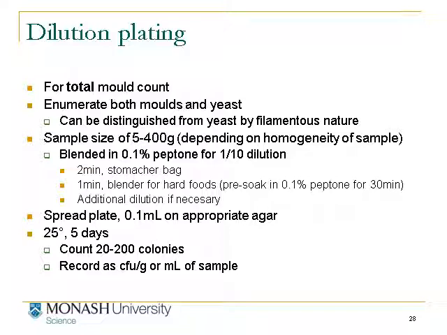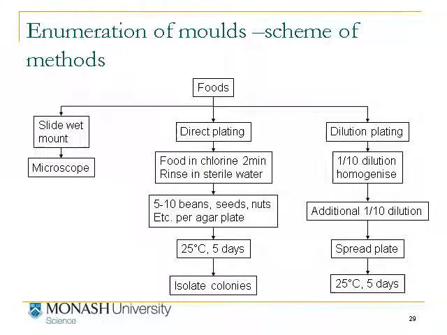This is for fungi from food samples. There's a scheme of method shown here. Generally, microscopy is done if there's obvious growth of fungi in your food, or else we will do direct plating or dilution plating as shown in this scheme.